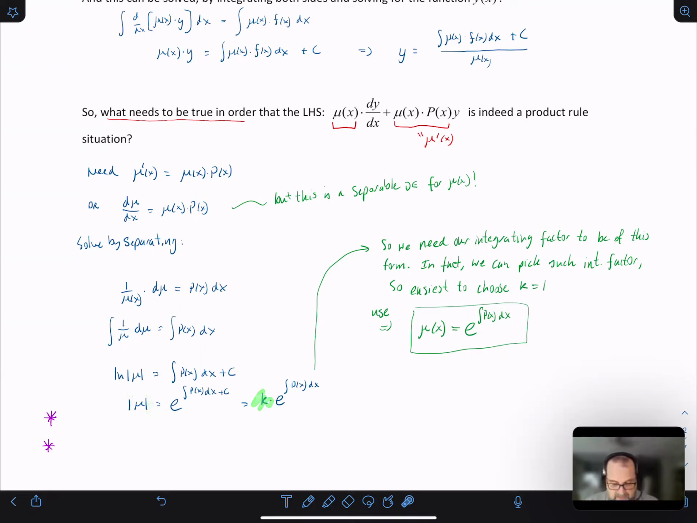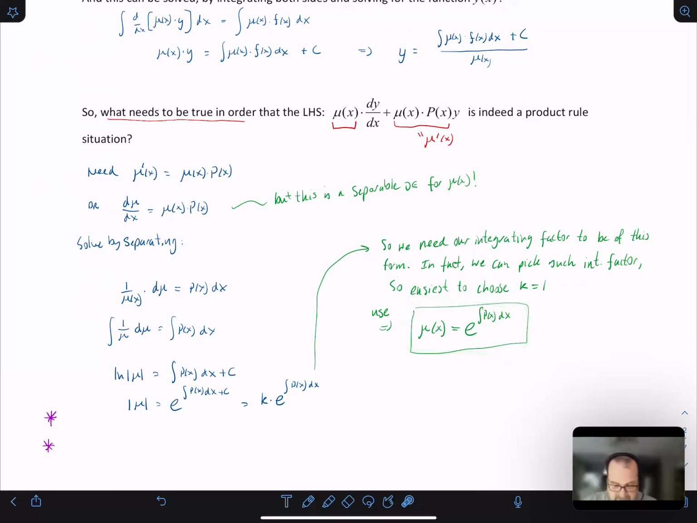Let k be equal to 1. This is a convenient integrating factor to use. We don't have to make it harder and more complicated on ourselves by picking a more complicated integrating factor. We just need an integrating factor. So this is the convenient one to use.